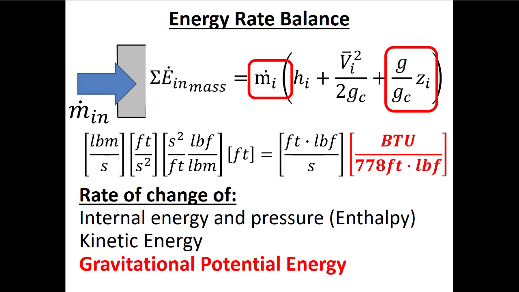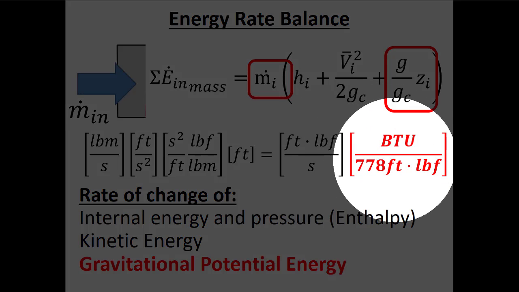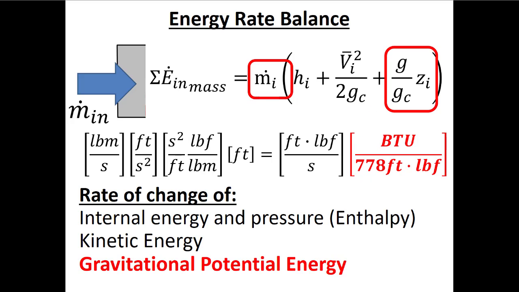So remember, the gravitational potential and the kinetic energy terms are always going to be a problem. It doesn't matter if it's metric or if it's imperial. But it's a bigger problem if you're dealing with imperial units, because first you have to divide by gc, and then you have to deal with this conversion factor, BTU to foot pounds force.